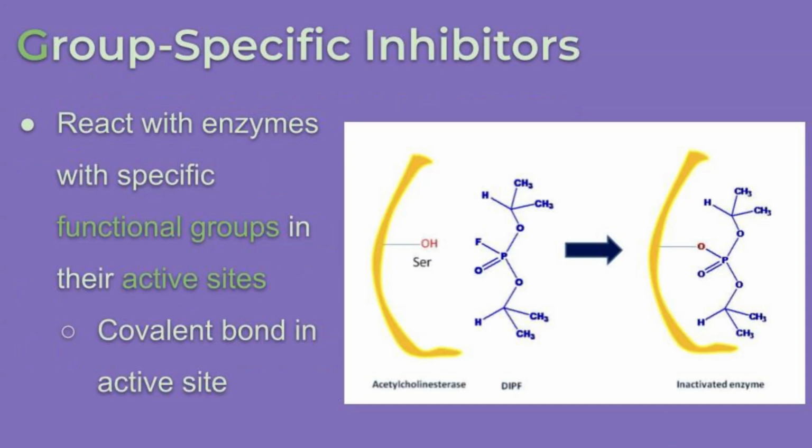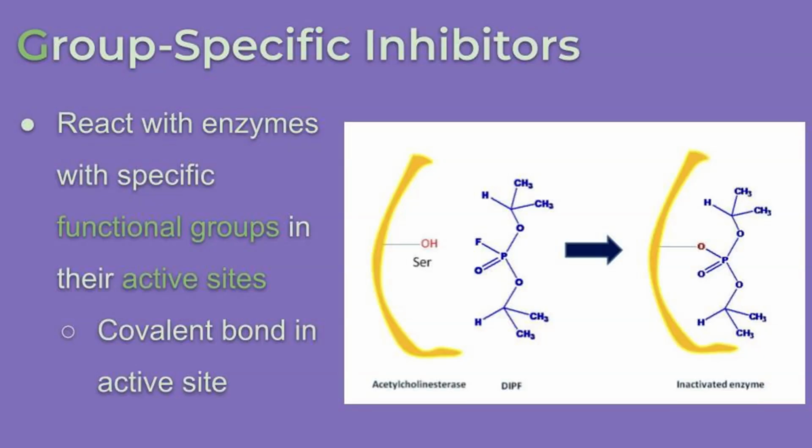Okay, let's start with the G in GAS, group-specific inhibitors. These inhibitors react with specific functional groups that are in the active site of the enzyme. And through this reaction, the inhibitor forms a covalent bond in the active site of the enzyme. So take a look at this example on the right of the screen. You've got a hydroxyl group, the OH. That's your functional group at the active site in the enzyme.